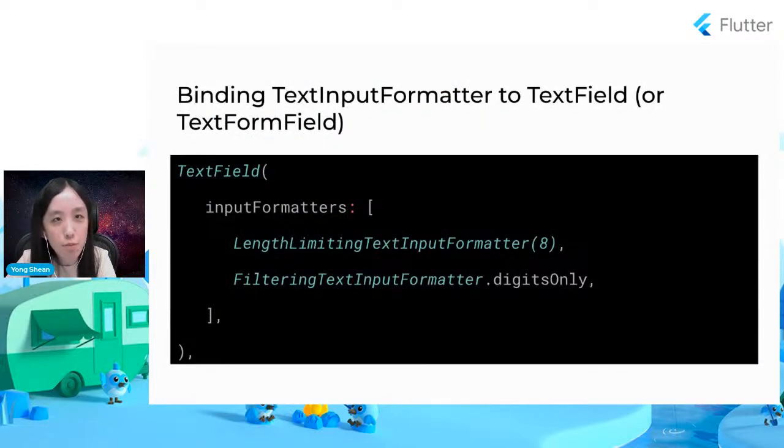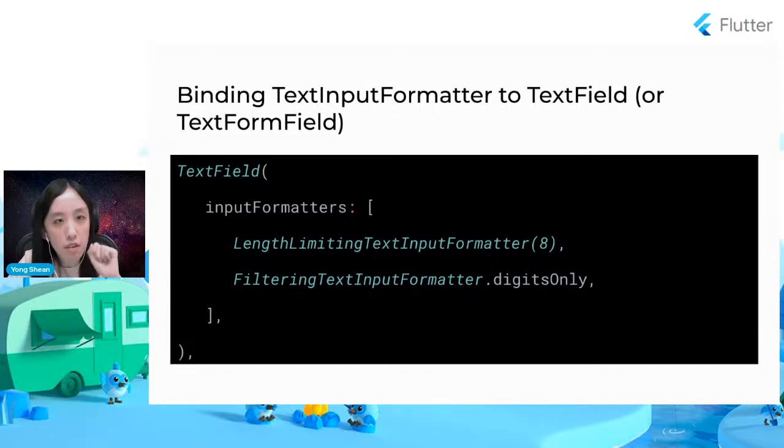And after you have prepared your text input formatters, where do you place them? It's very simple. Just throw your formatters into the inputFormatters list of the text field that you want to apply the formatters to, and that's it. And you can see here, you can throw in as many formatters as you like, but take note that the final result will be an intersection of all the input formatters in the list.